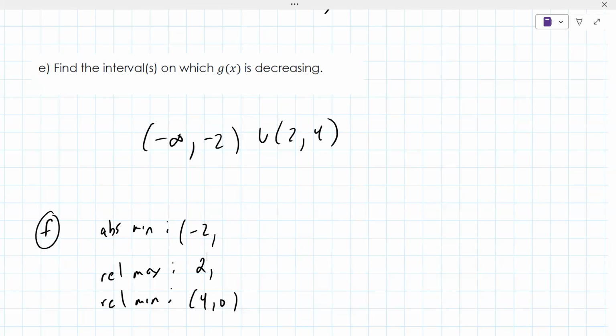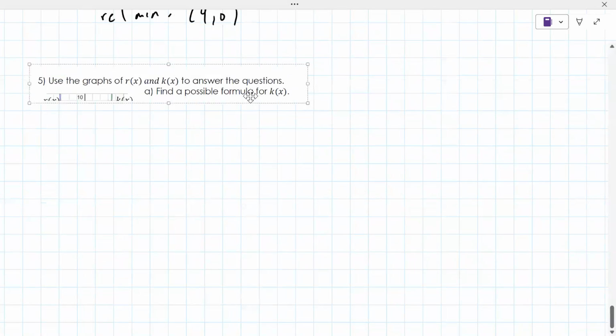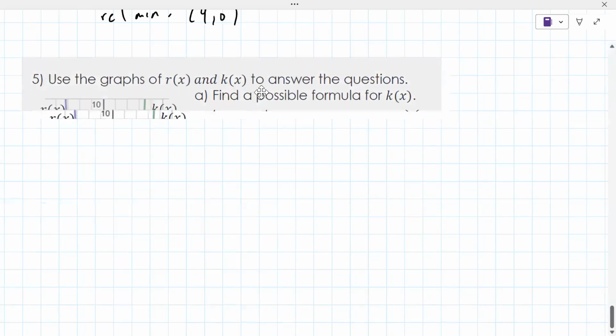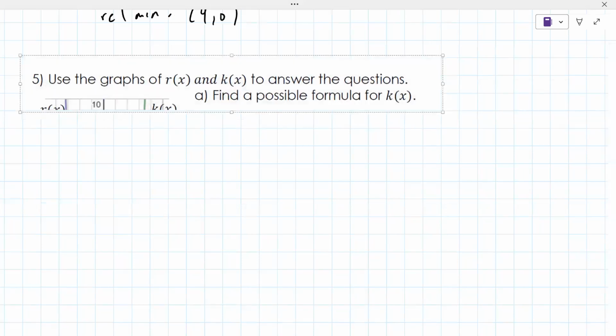Any questions on that before we move on to number 5? No. Okay. Five's pretty challenging because of the overlapping graphs. There's just a lot going on there. So for k of x, it's almost like you want to look at only that, but you have to find the zeros.